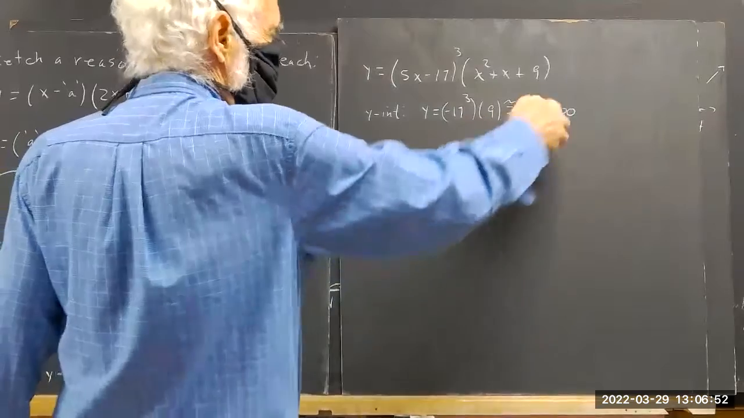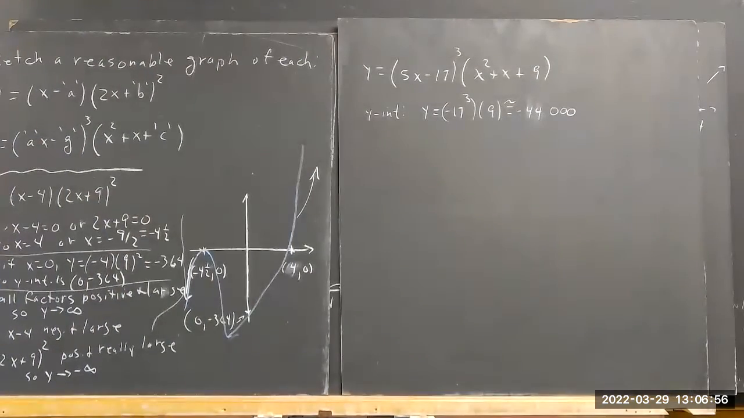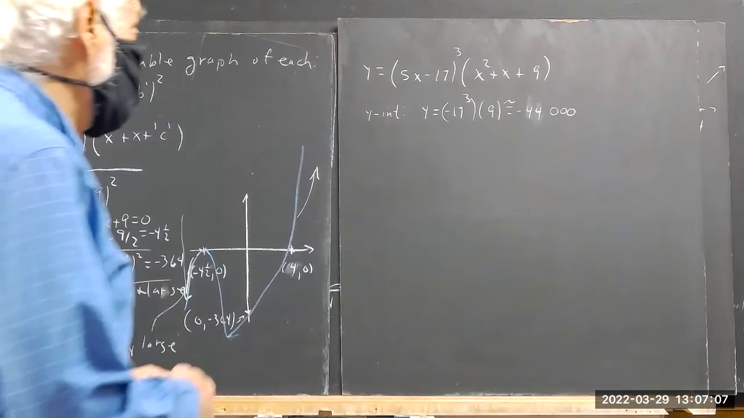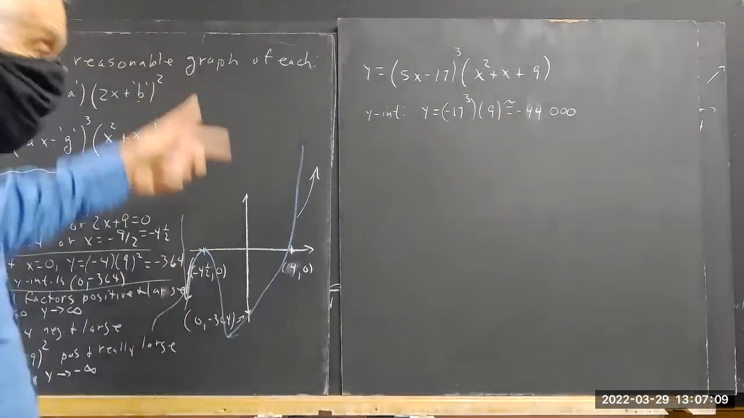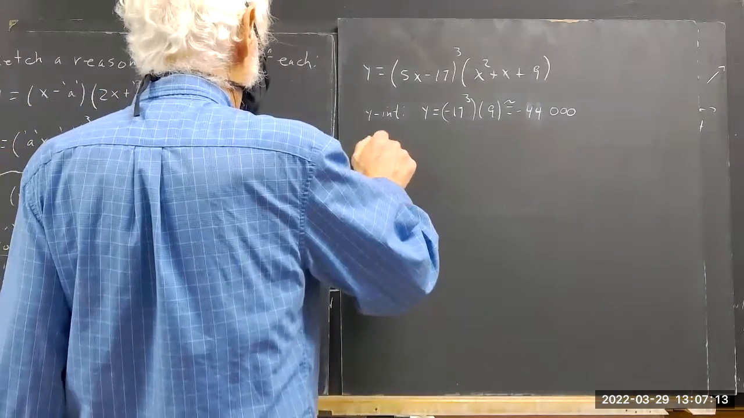Okay. Now that's going to be a really big negative number, but that's not a problem. We just draw the axis, slap a point on the negative y axis and call it negative 44,000. Doesn't matter what the number is. But then that gives you a scale for your y axis once you do that. Okay, well, the x-intercept.